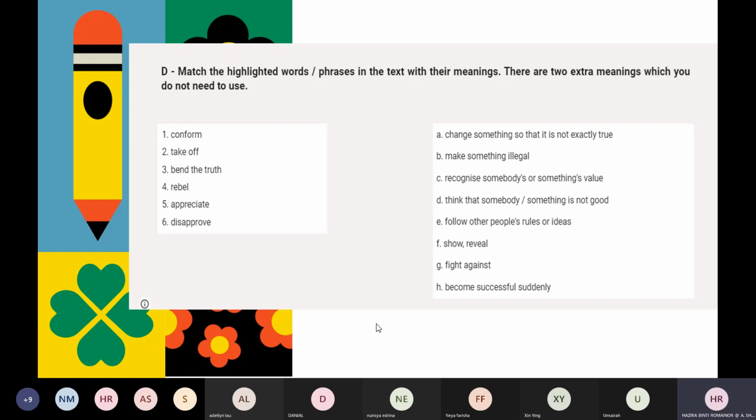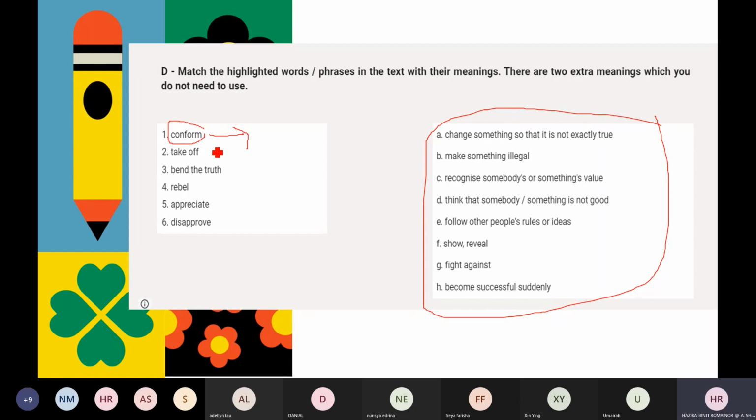The first one is conform. Number 2 is took off. Number 3 is bend the truth. Number 4 is rebel. Number 5 is appreciate. And number 6 is disapprove. Okay, the word disapprove is from the sentences in C. So what you have to do is you have to find the meaning from here. This is the meaning. So I do not want you to match. Saya tak nak awak buat matching because it's hard for me to mark. You just straight away write down the answer. Okay, write down the word conform. So what is the meaning? Find from here.